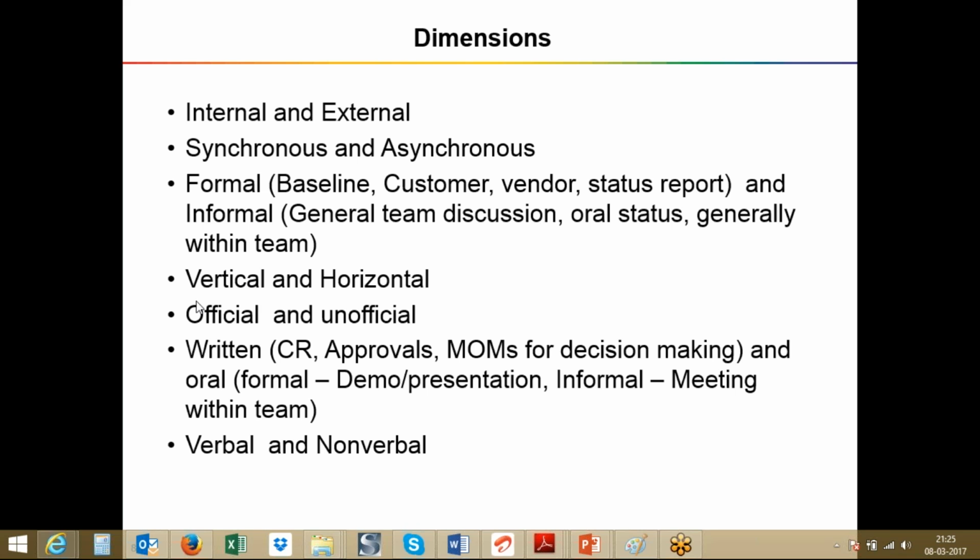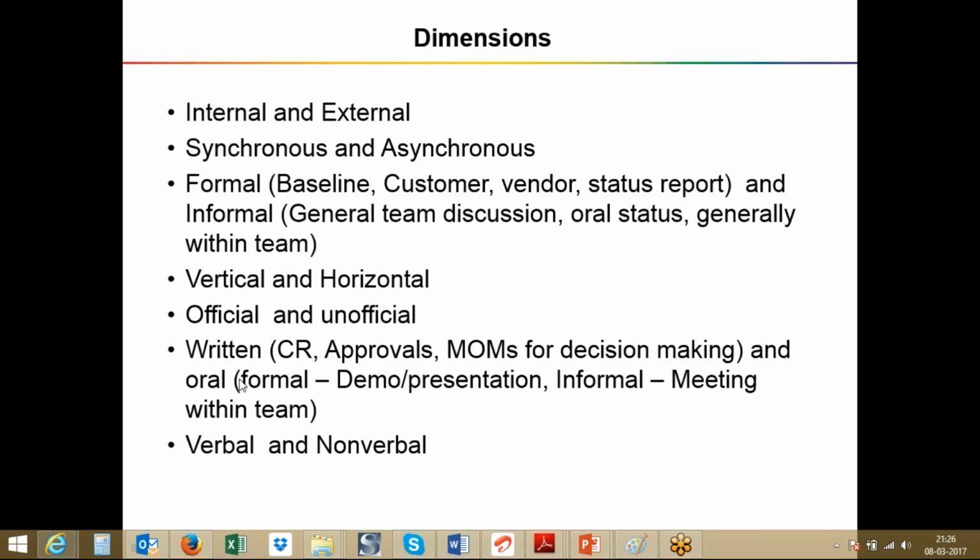Official and unofficial. Official communication means you are representing your organization and doing some communication. That is official from your organization's perspective. Unofficial means you are saying something, but it's not written or representing your organization. You are communicating your organization's values, but only at the discussion level. It's not officially written or officially communicated with the company logo, from email or letterhead or any other thing.